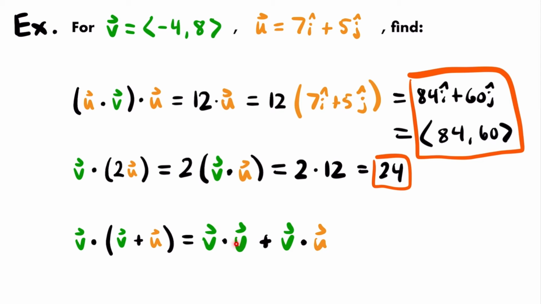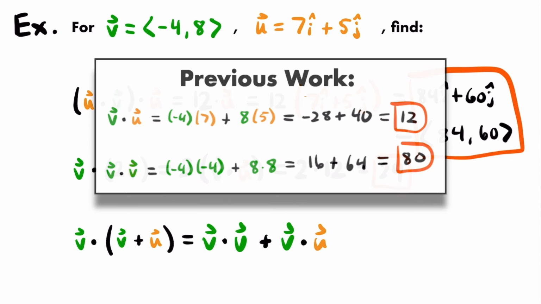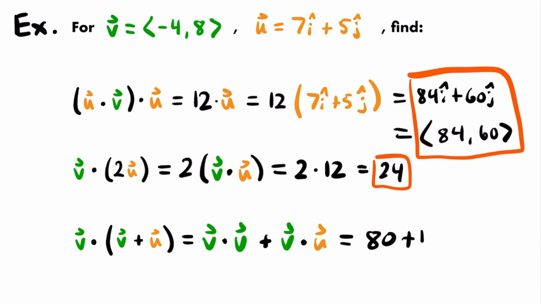All right, and the reason why this is helpful is because now we've already calculated the dot product of vector v with itself and vector v and vector u, right? The first two things that we found in this problem were the dot products of vector v and vector u and vector v with itself. The dot product of vector v with itself was 80, and the dot product of v and u was 12. So this is equal to 80 plus 12.